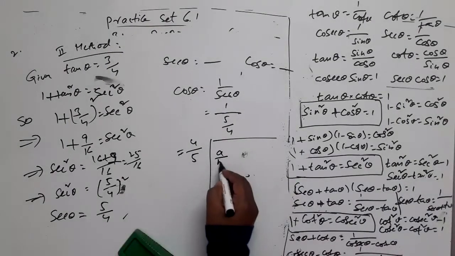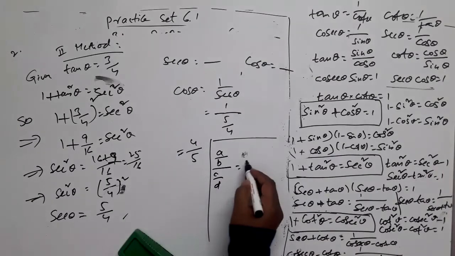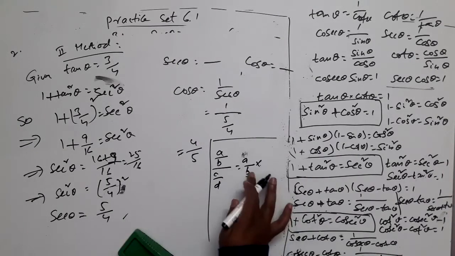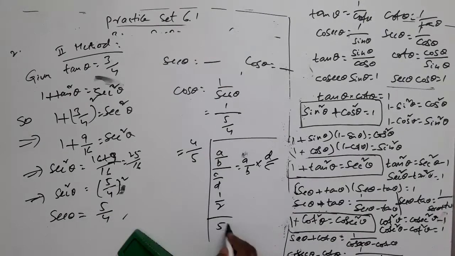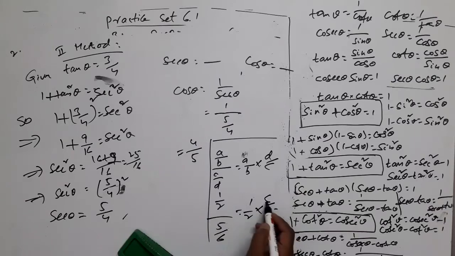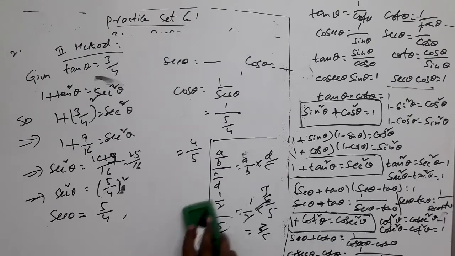Do you know this? If you have a by b by c by d, you can write this as a by b multiplied by d by c. Do you know? 1 by 2 by, let us say, 5 by 6. So you can write it as 1 by 2 multiplied by 6 by 5. Right? This is the one. You can simplify further, of course. 2, 3 is 3 by 5.